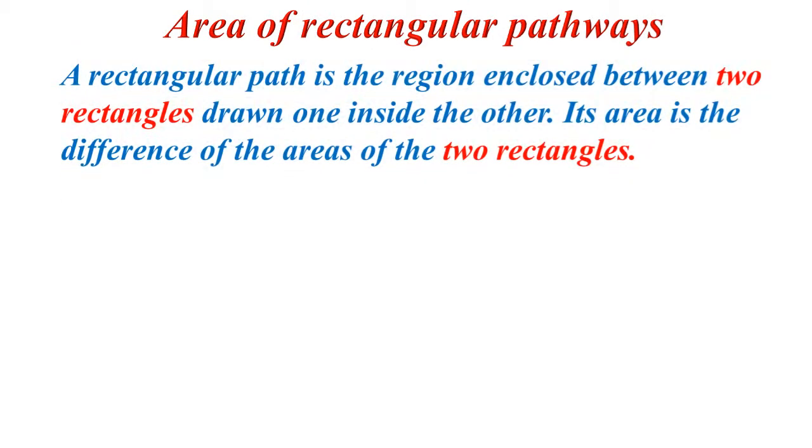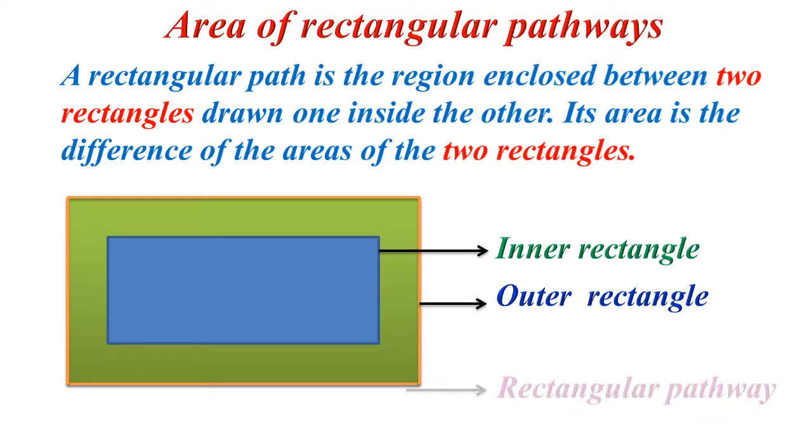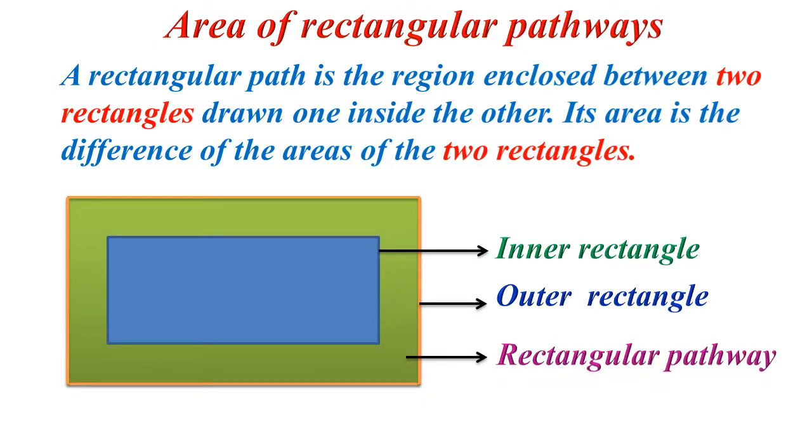First, we should know the definition of area of rectangular pathways. A rectangular path is the region enclosed between two rectangles drawn one inside the other. Its area is the difference of the areas of the two rectangles. Look at the picture. Here is one example. First, there is one outer rectangle and also one inner rectangle. Then there is the rectangular pathway. What is a rectangular pathway? The distance between the two rectangles.